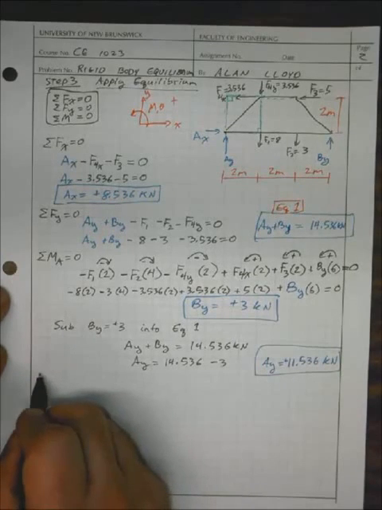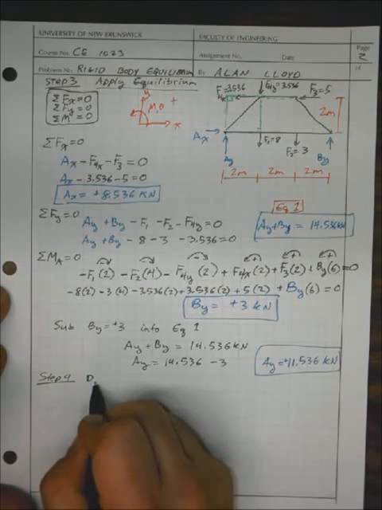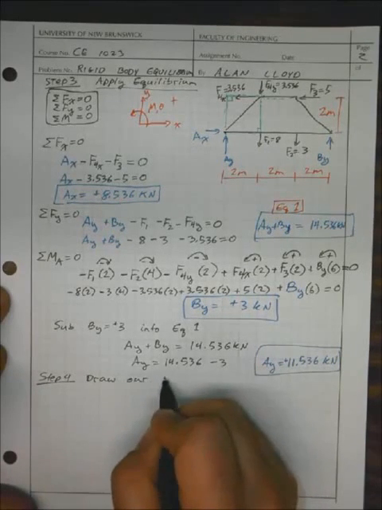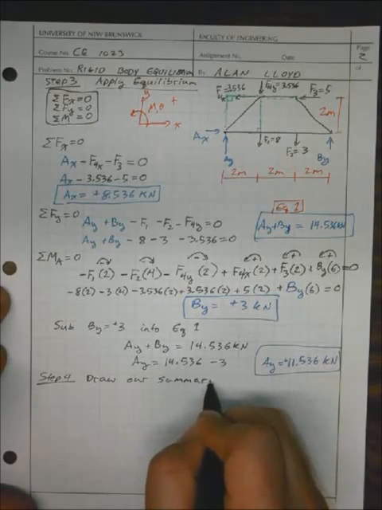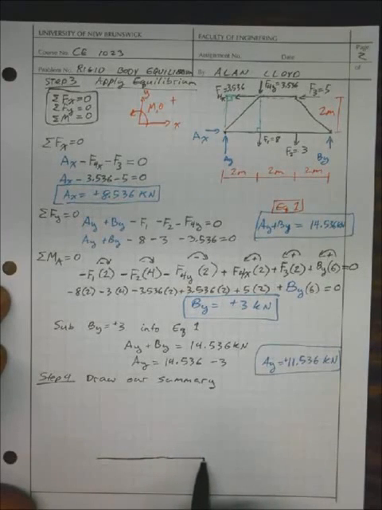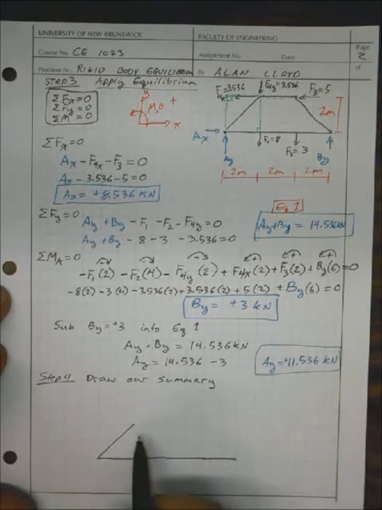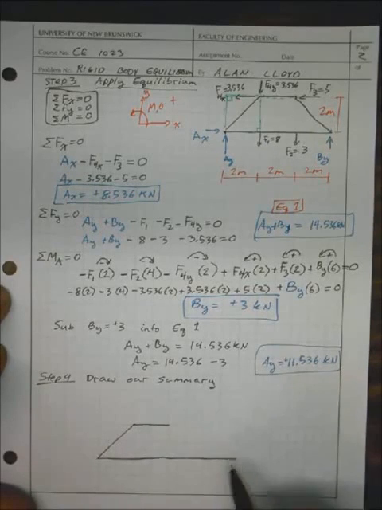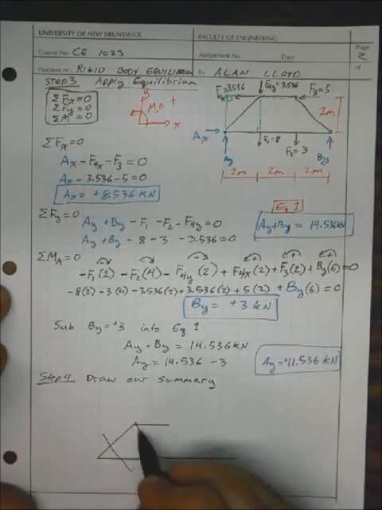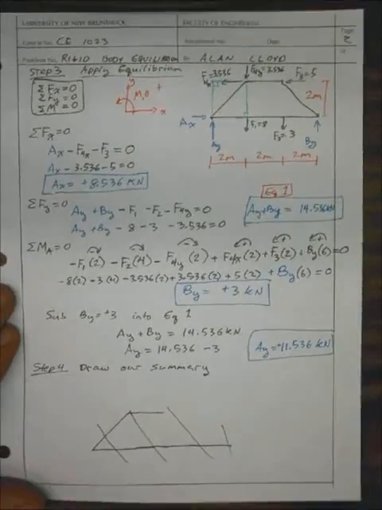Now we're only left with step 4. This is to draw our summary. So here we draw out our rigid body, and we're going to want to include all of our force components on this. Now I didn't draw that very well, so let me just scratch that out and we'll go to the next page to do this properly.